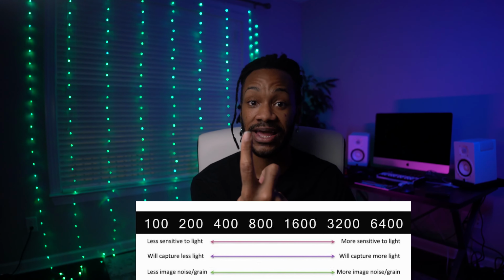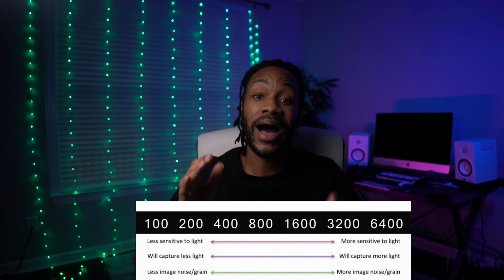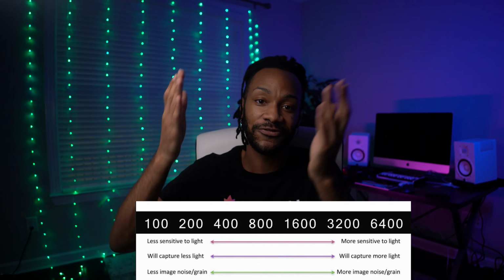So let's talk about stops of light. So we measure light in stops. So from ISO 100 to ISO 200, that's one full stop of light. From ISO 200 to ISO 400 is one full stop of light. From ISO 400 to ISO 800 is one full stop of light. From ISO 800 to ISO 1600 is one full stop of light. From ISO 1600 to ISO 3200 is one full stop of light. And from ISO 3200 to ISO 6400 is one full stop of light.